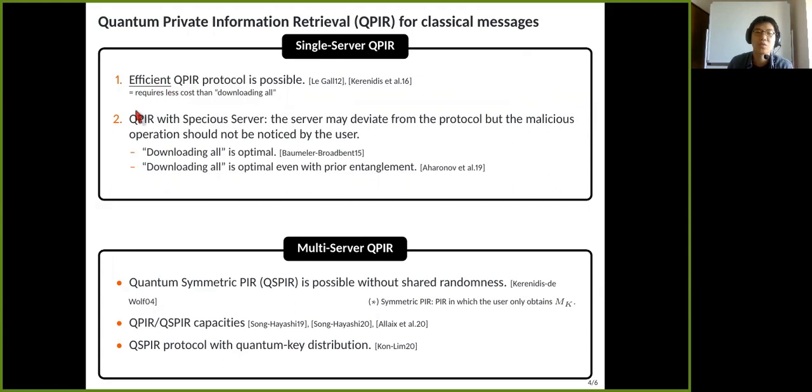However, if we consider a somewhat stronger server model called the specious server, which assumes that the server may deviate from the protocol, but the malicious operations should not be noticed by the user, then the results became negative. So in our study for quantum messages, we want to know whether downloading all is still optimal or not.